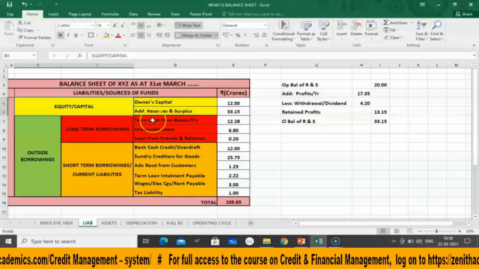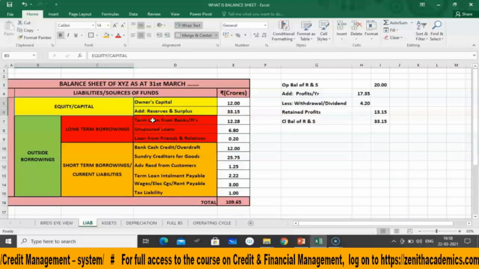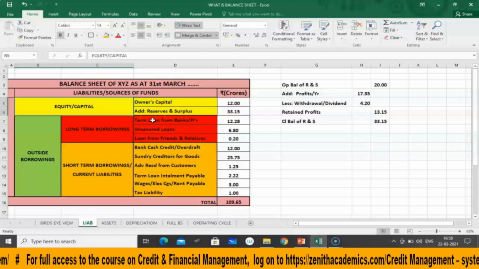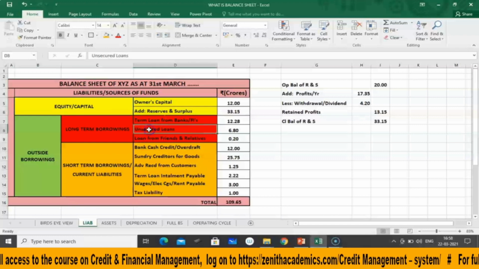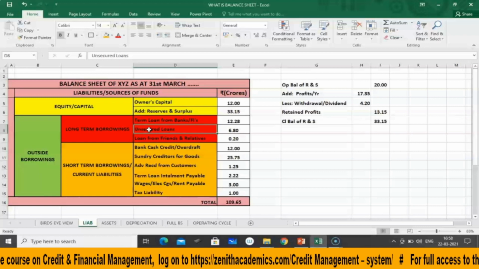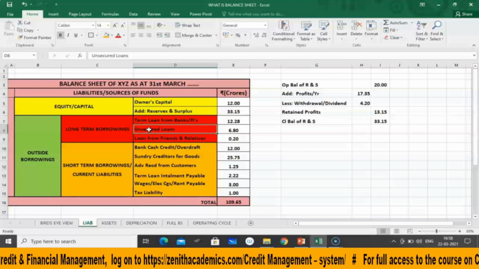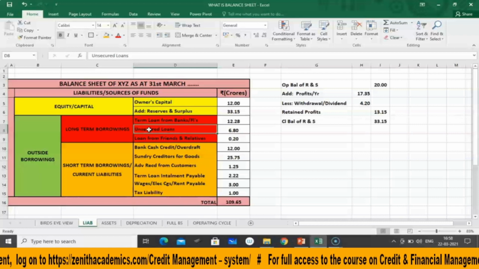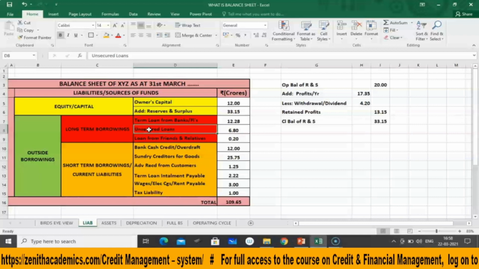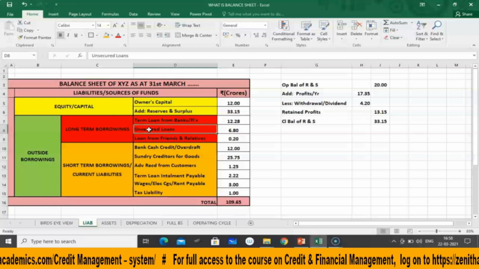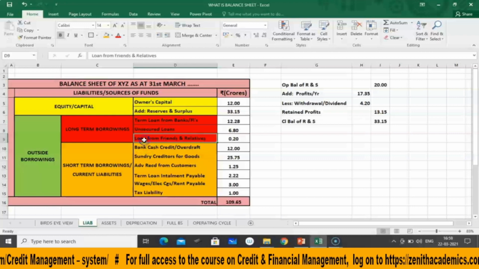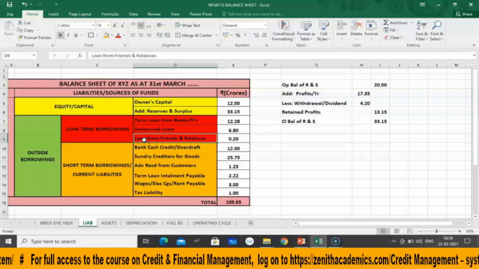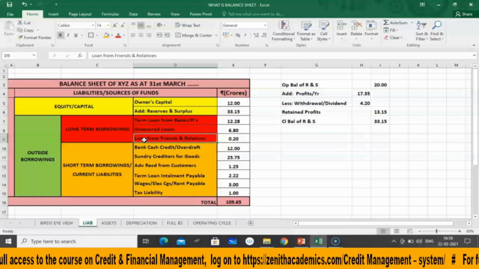Now, they could be term loans from banks or financial institutions, which have to be repaid in installments with interest. And next are the unsecured loans. Now, what are unsecured loans? They are those loans which are taken without providing any security. Now, these loans have to be repaid after a fixed tenure along with interest. And next are the loans from friends and relatives, which also have to be returned after a certain period.